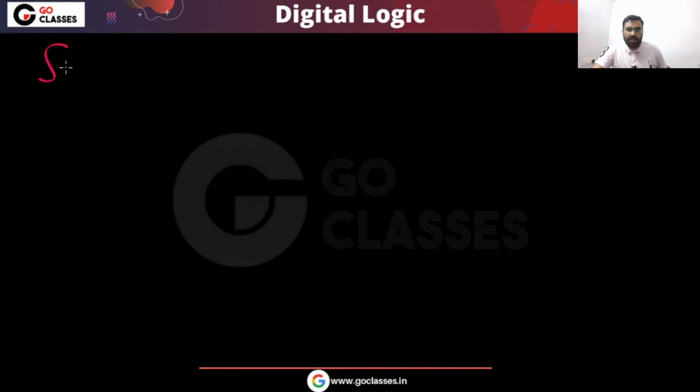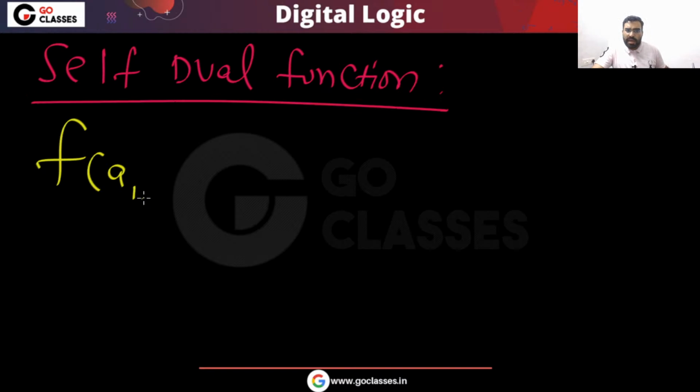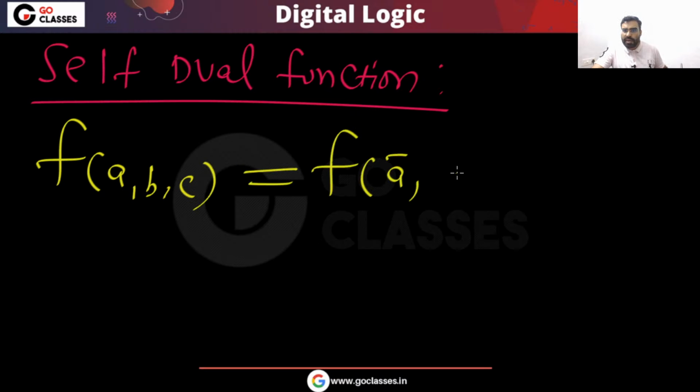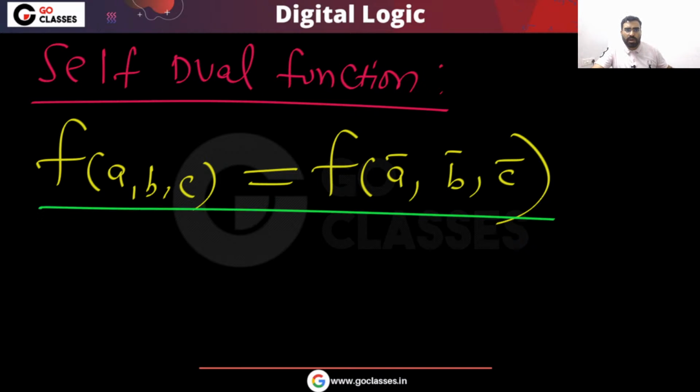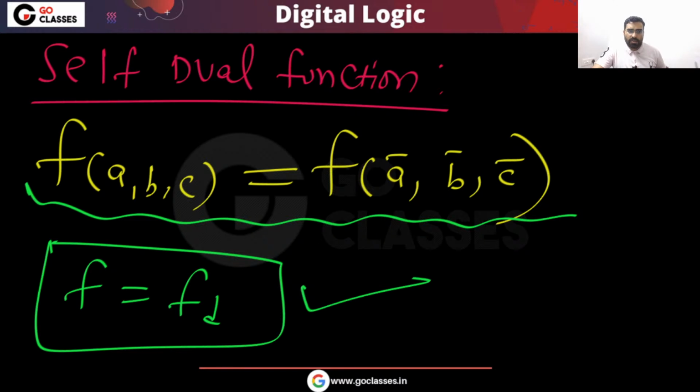Now, what is a self-dual function? In the class, we have seen what a self-dual function is. I told you, f(a, b, c) should be different from f(a bar, b bar, c bar). This type of function is called self-dual. These functions are dual of themselves, meaning if you take f and f dual, they will be the same.